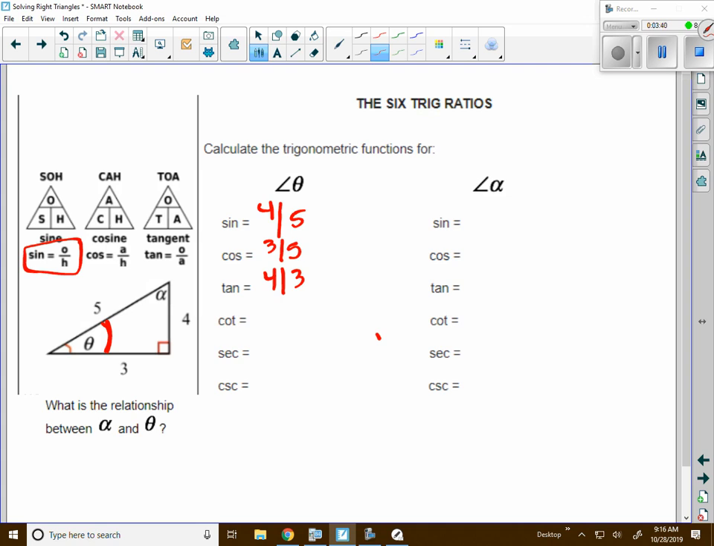And cotangent is the opposite of what? Tangent. So tangent was 4 over 3. Flip that fraction. Your cotangent is 3 over 4. Secant is the opposite of cosine. So cosine was 3 over 5. Secant is 5 over 3. And then obviously cosecant is the opposite of sine. Flip that fraction. I want you to try alpha on your own. Go ahead and get the 6 trig functions for alpha all on your own.